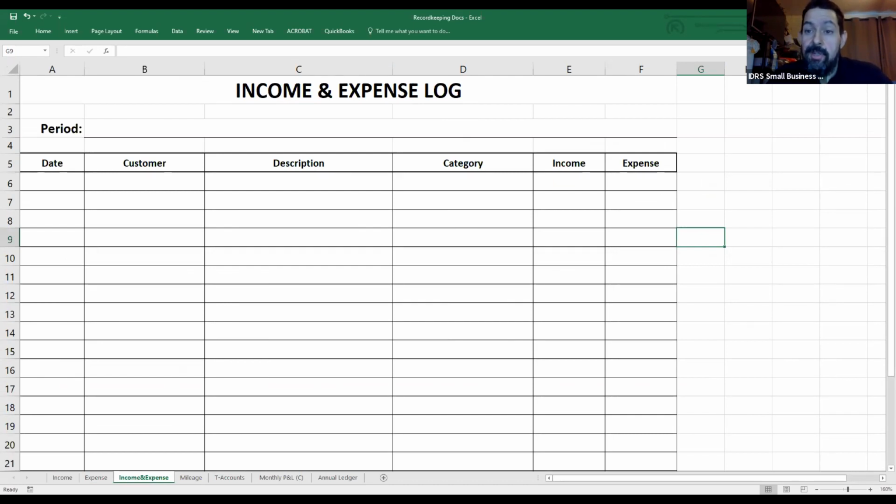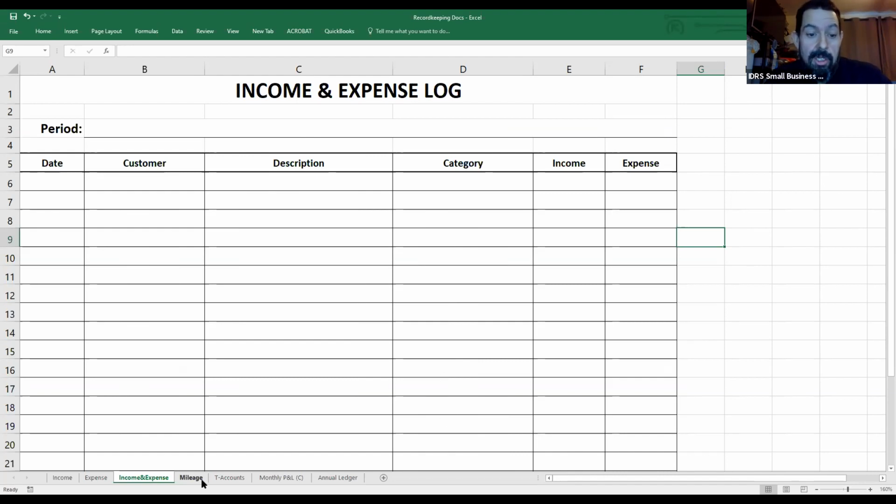And this especially helps if you don't have a whole lot of transactions. If you have a lot of any one transaction, maybe you want to use individual logs. If you don't have a lot of transactions, it may make sense just to keep it on one page.